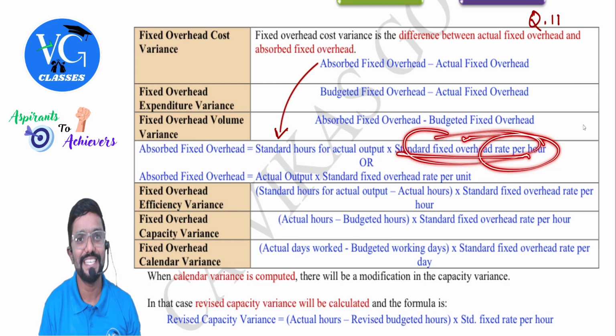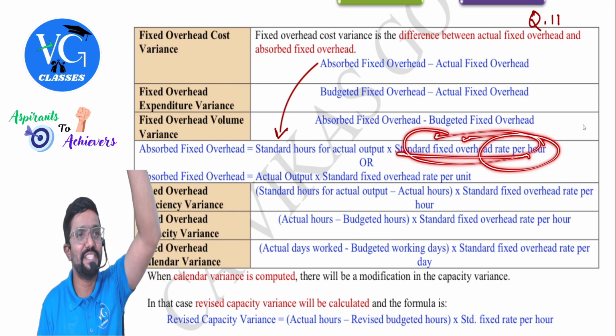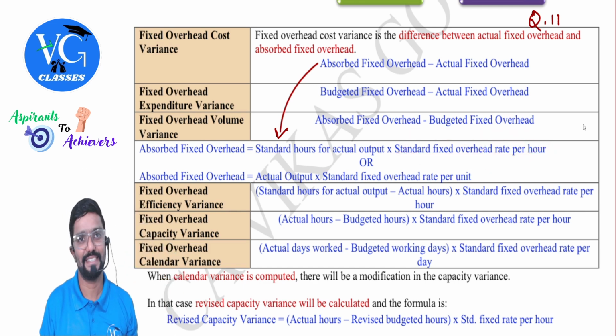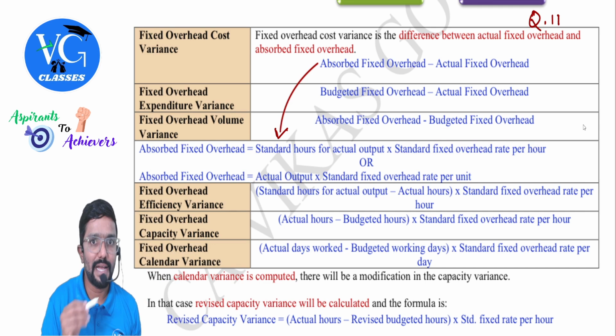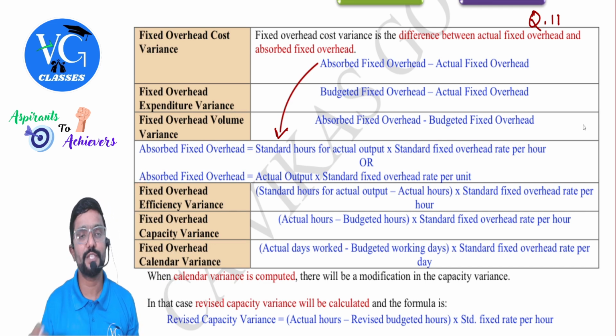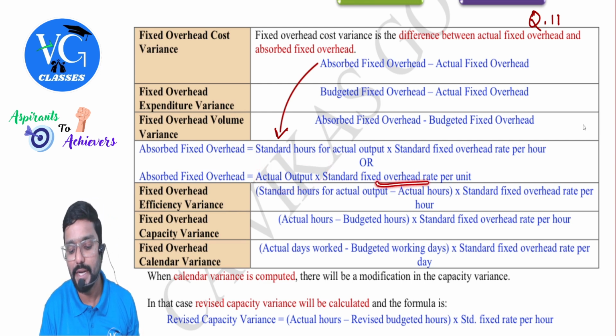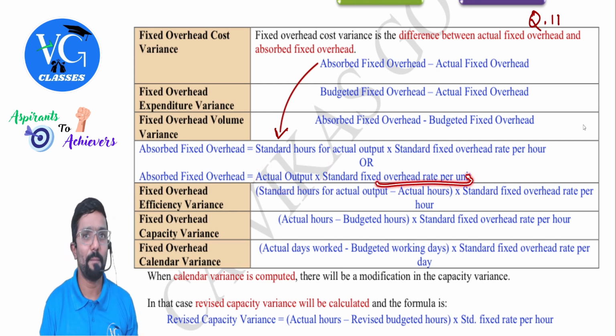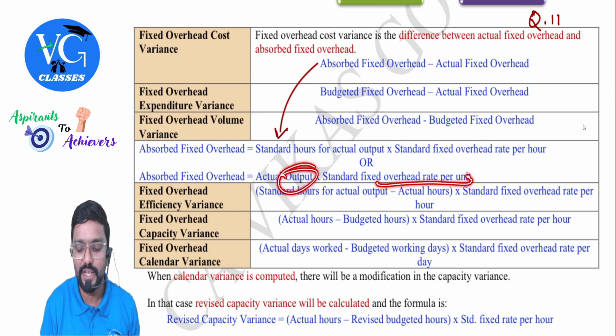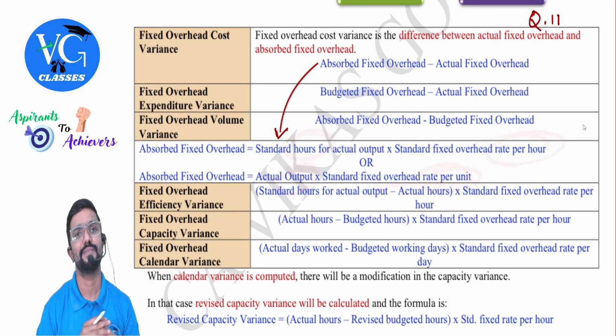How do we get this? Budgeted fixed overhead divided by budgeted hours, and we will get the standard rate per hour. Or else the other way: absorbed fixed overhead is equal to actual output into standard rate per unit. Please be careful. If this is the output, here you have to take rate per unit. If this is hours, then you have to take per hour.